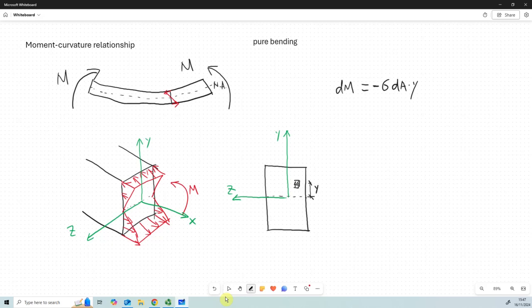So now we have an expression for a very small area. The bending moment comes from a very small area. If we want to know the bending moment due to the whole cross section, then we need to use area integration. In total, the bending moment is the area integration of dM. This is the total bending moment on this cross section. If we write it down, it is minus sigma dA times y.